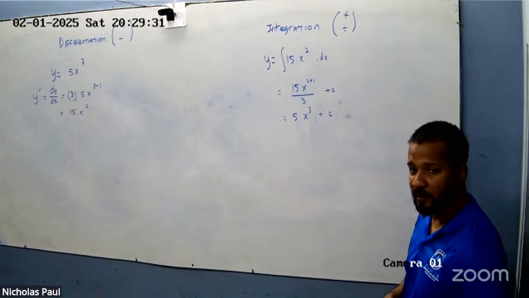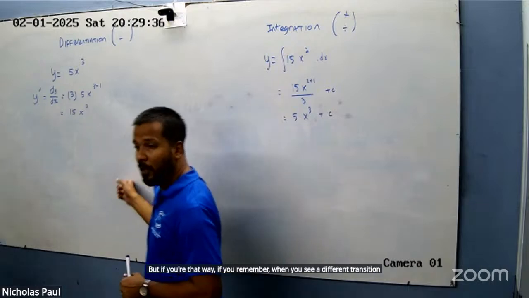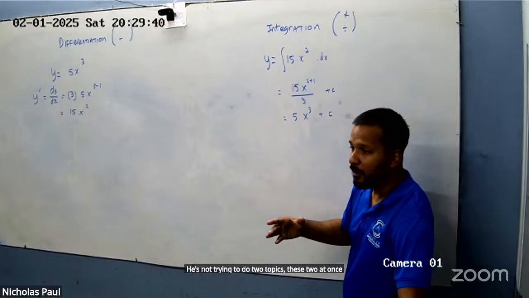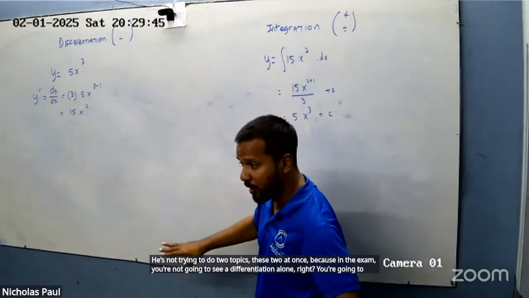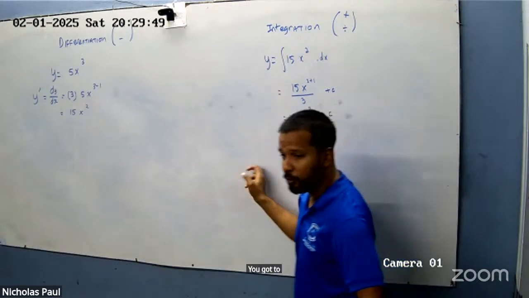That's the way to remember, right? When you see a differentiation question, what to do. The reason I'm doing these two topics at once is because in the exam, you're not going to see a differentiation alone. You're going to see a differentiation for number 4 and an integration for number 5. So you've got to be able to do both of them at the same time.